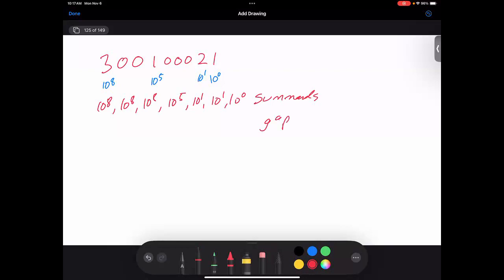And now what would my gaps be? What's the first gap I would get?